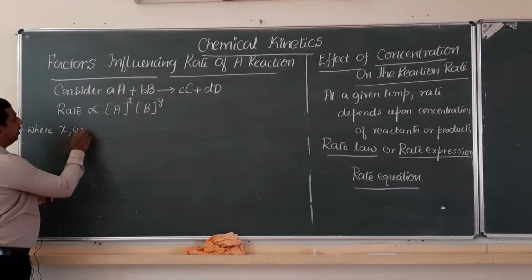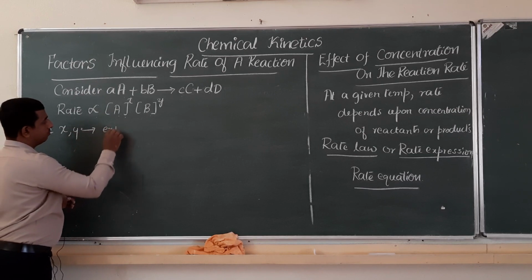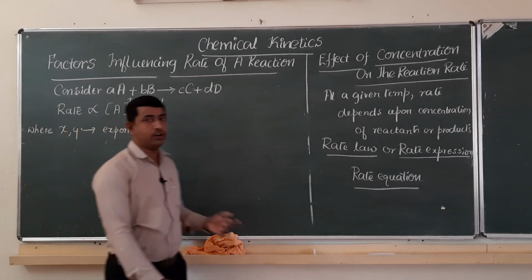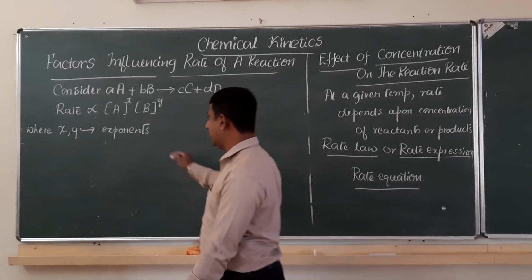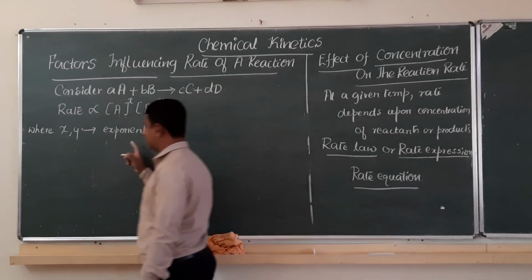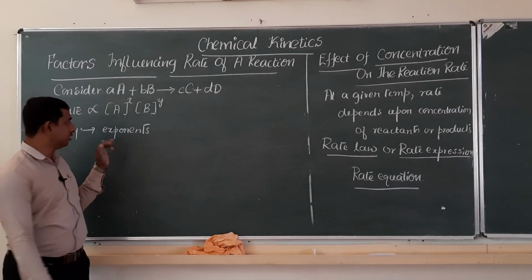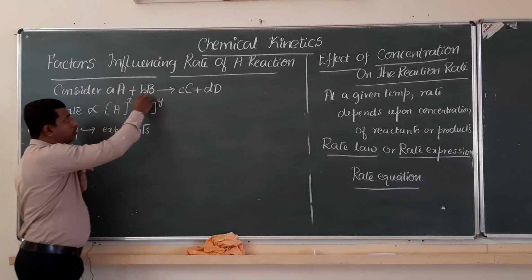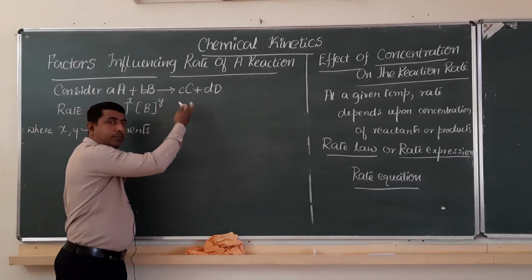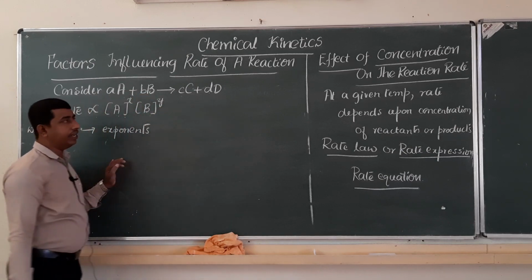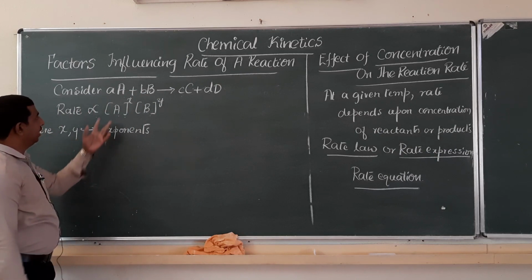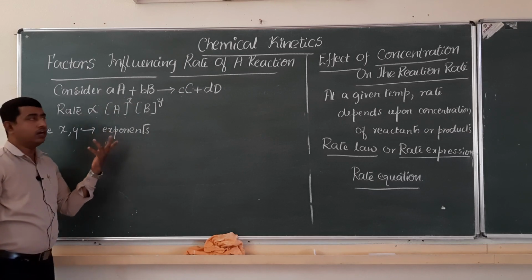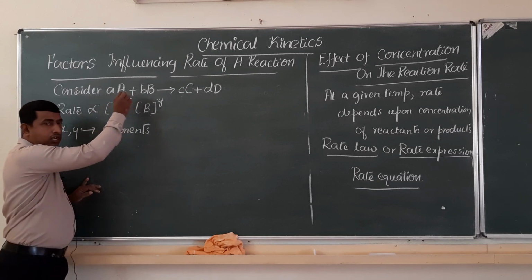where x and y, what are they? They are exponents. Now, the values of the exponents x and y either may be equal to the stoichiometric coefficient or may not be equal to the stoichiometric coefficient. So, it can be equal to a or b, or it may not be equal to a or b, that is the stoichiometric coefficient.